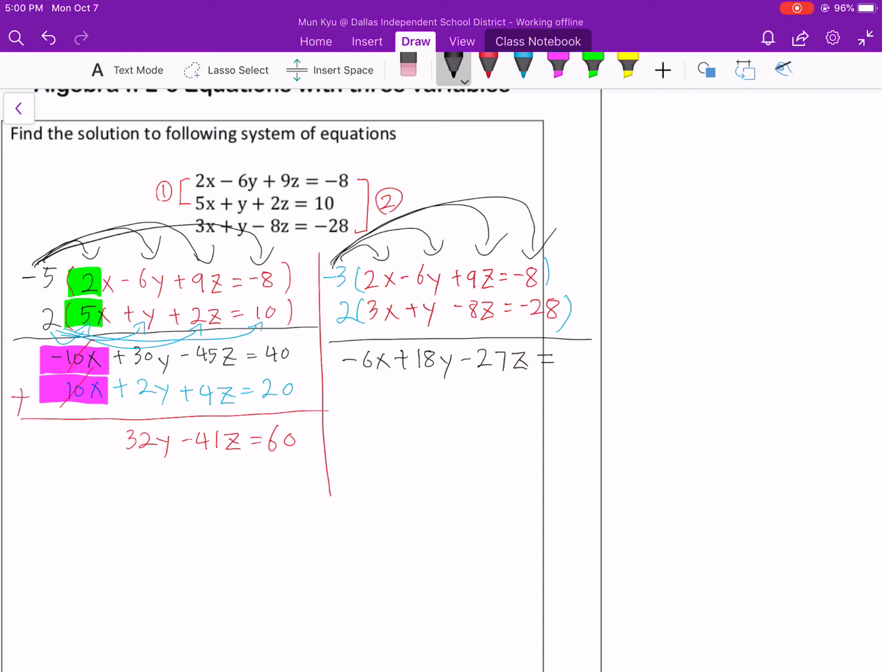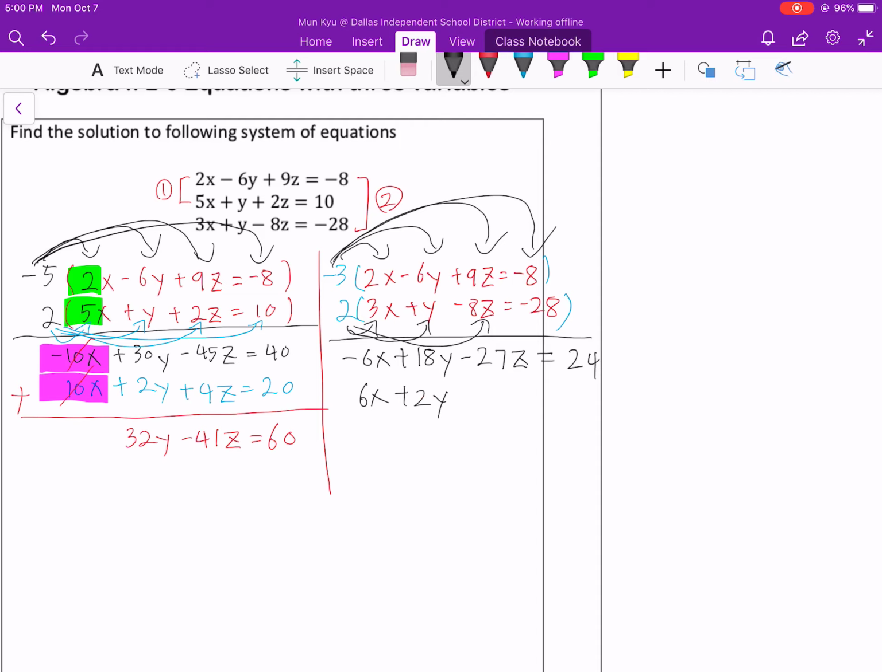For the bottom, we're going to do the same thing. 2 times 3 is 6x. 2 times y is plus 2y. 2 times negative 8 is negative 16z. And 2 times negative 28 is negative 56.